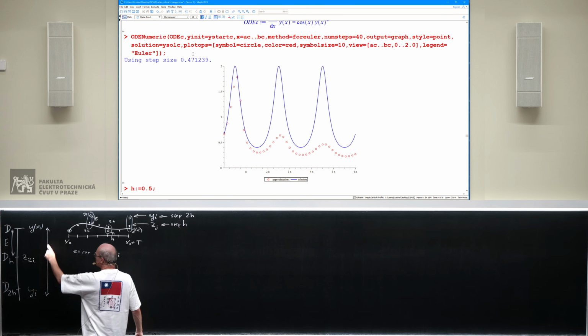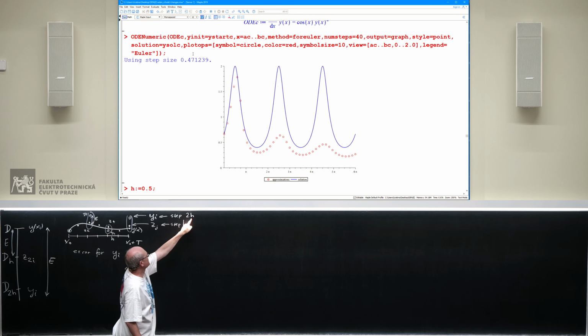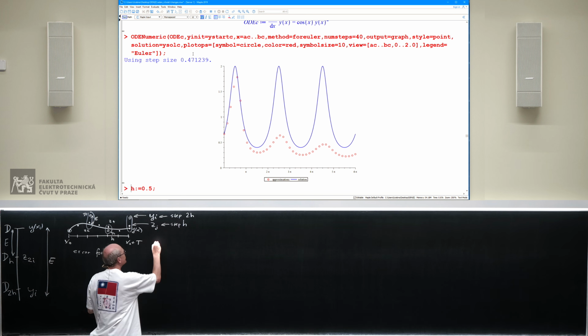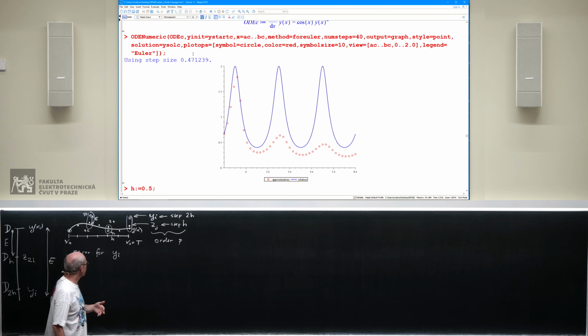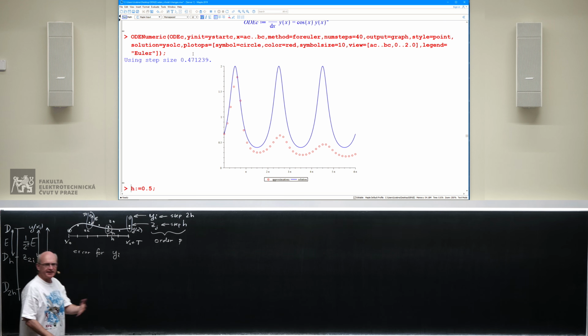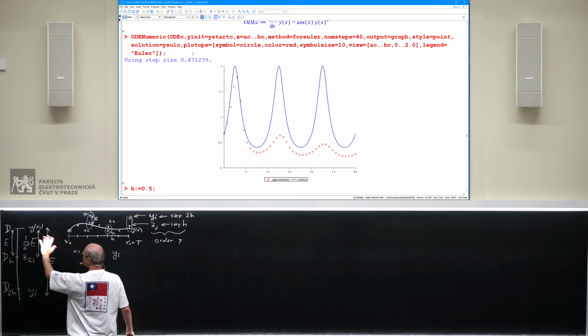If this is the error for the solution yi with step 2h, what happens if we halve the step? Well, we have to assume that this method which we used has order p. And then when we take half a step, the original error decreases, it gets divided by 2 to p. That's the idea of order. So, in this picture now, we have all the data.